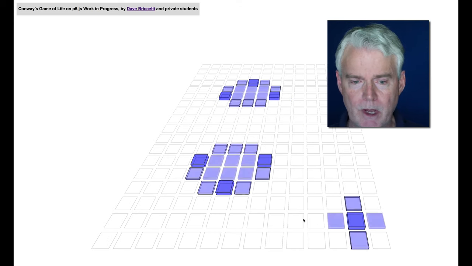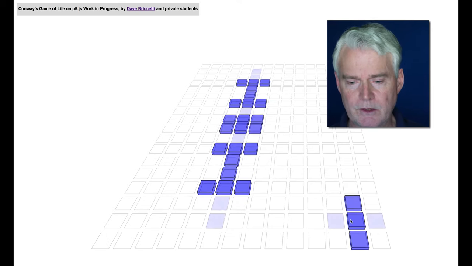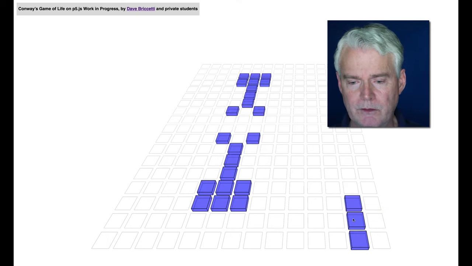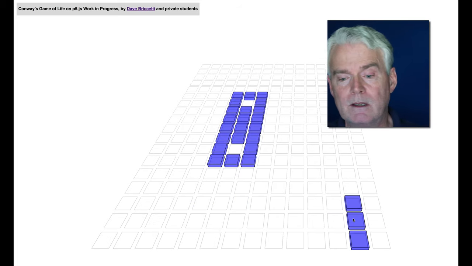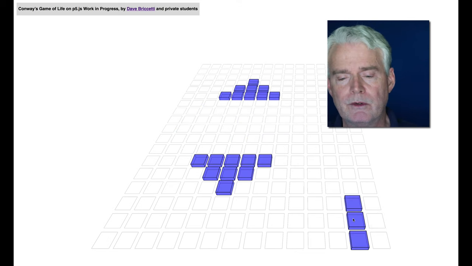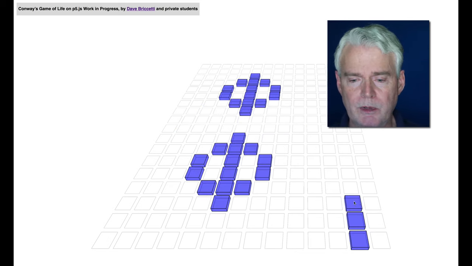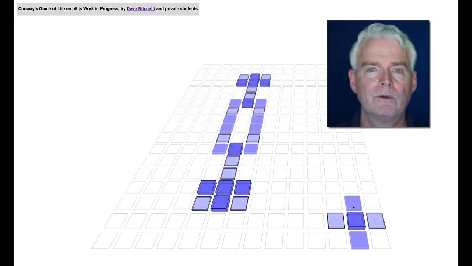And you may know the rules of Conway's Game of Life. If a cell has the right number of neighbors, it survives. If it has too few, it dies. Or too many, it dies. And if a cell is dead but has the right number of neighbors, then it spawns. So if you apply those rules, you can understand what's happening here.